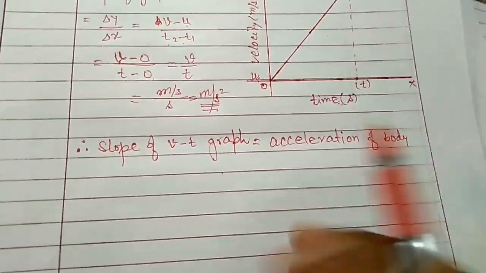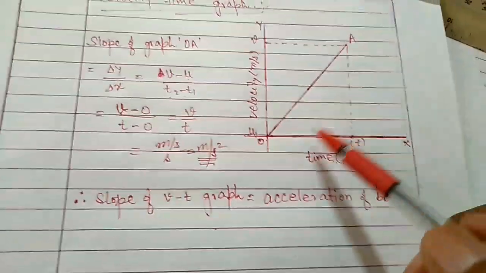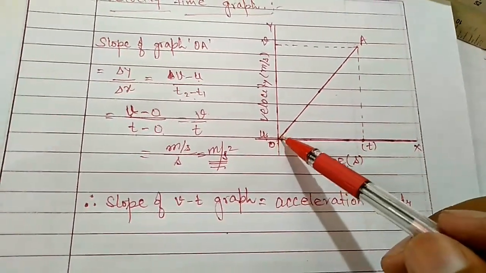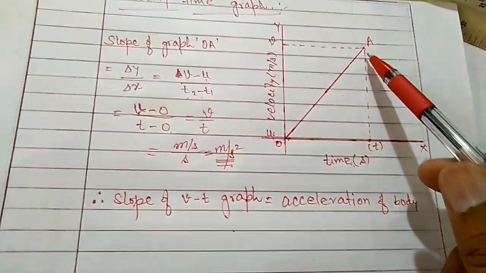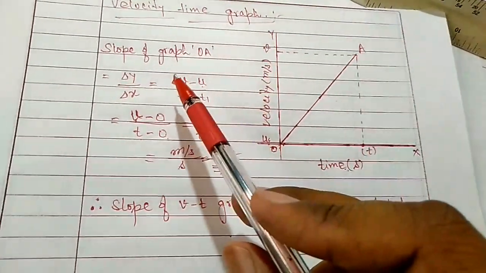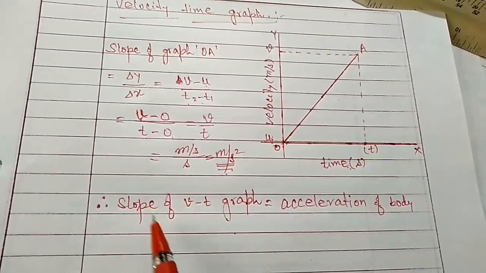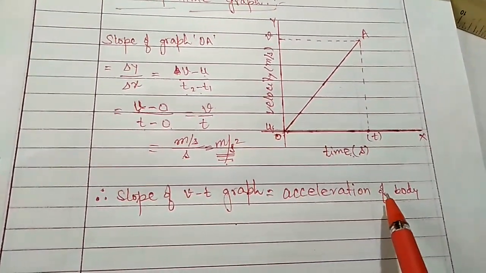the body. Again, see, we are supposing that the initial velocity of the body, any object, is starting with 0 velocity and after time t attains velocity v. So on finding the slope, what have we calculated? The acceleration. So slope of the VT graph is the acceleration of the body.